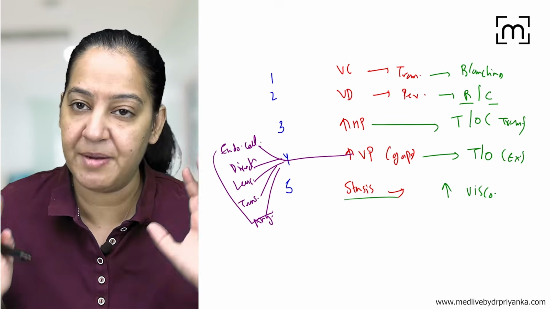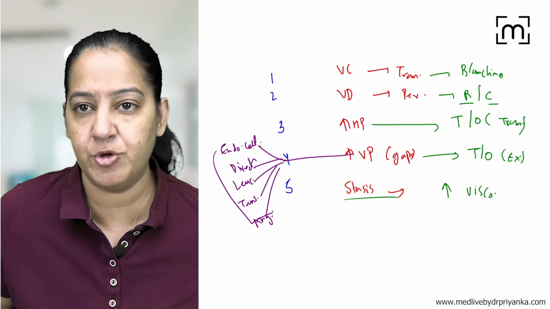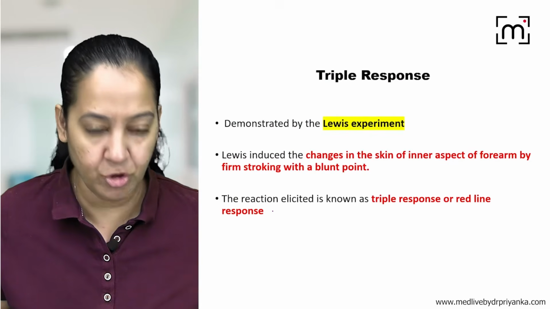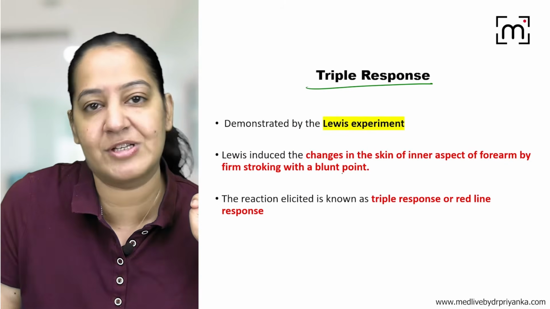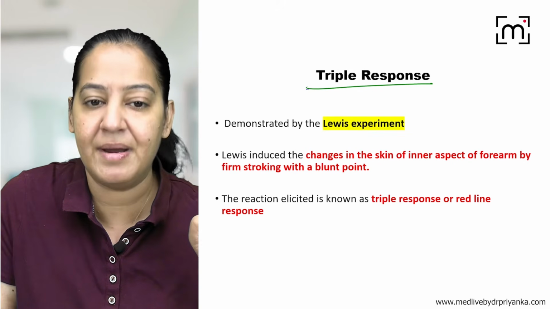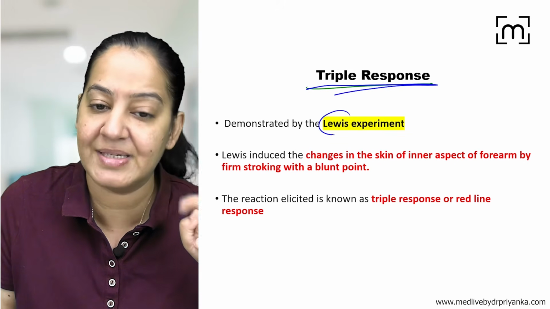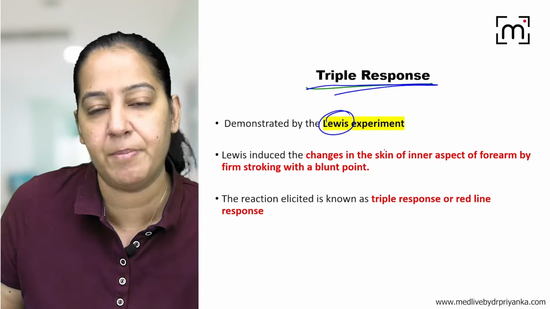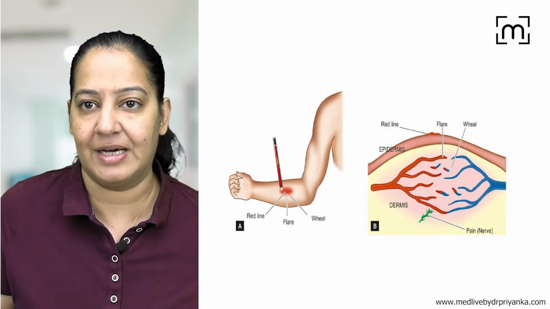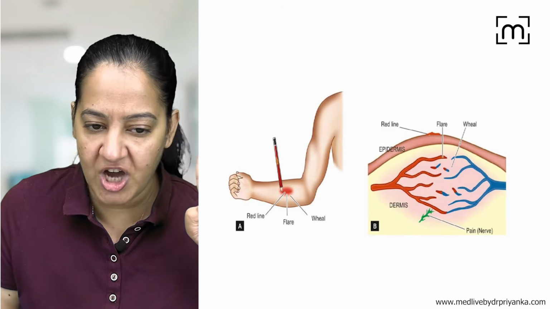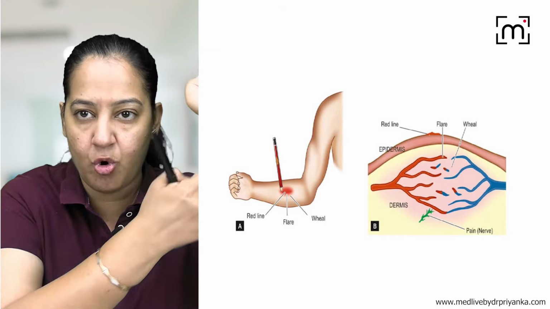Now, is there an experiment to prove this? Yes. There is an experiment to prove this. The name of the experiment is triple response experiment. It's the Lewis experiment. This is performed by Lewis. So what has Lewis done? Lewis has taken a sharp pointed object and given a stroke on the forearm.